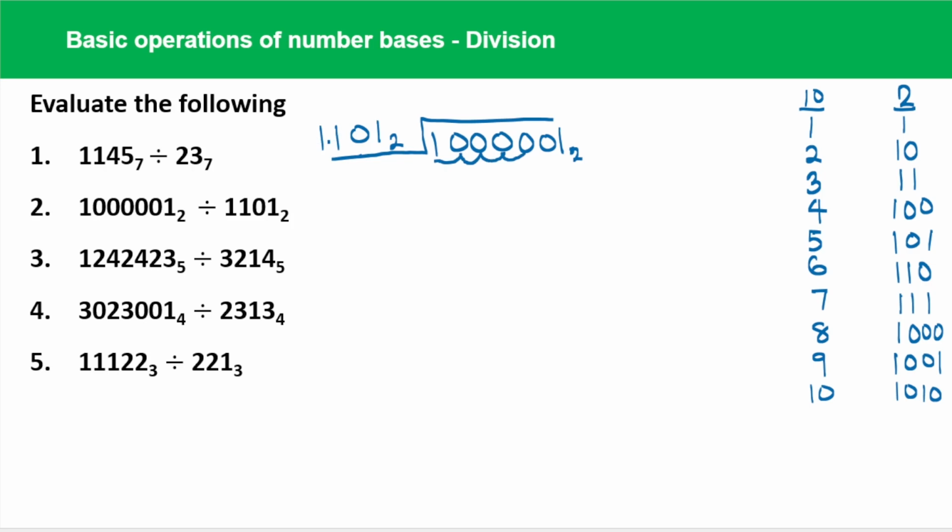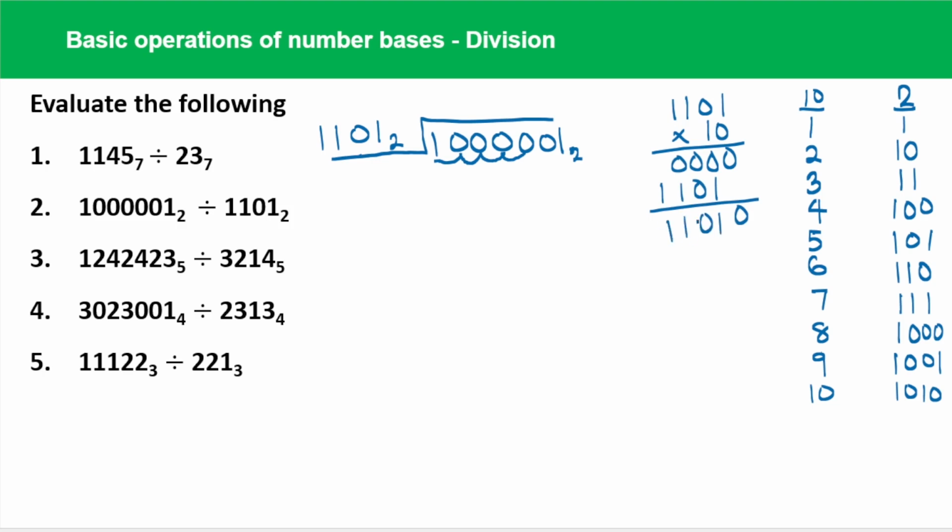So how many 1101 can we get from this? Let's check 2 times. 2 times means 10. So let's times this by 10 and see what our answer will be. 0 times 1 is 0. This is 0. This is 0. This is 0. And this is 1. This is 0. This is 1. This is 1. So we're going to have 0, 1, 0, 1, 1.